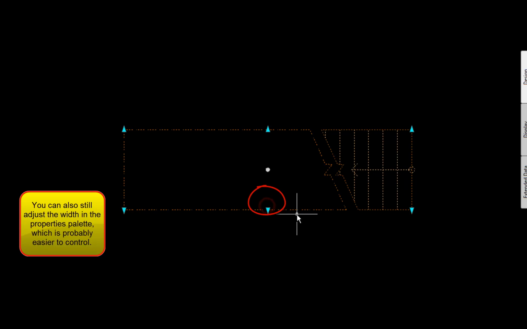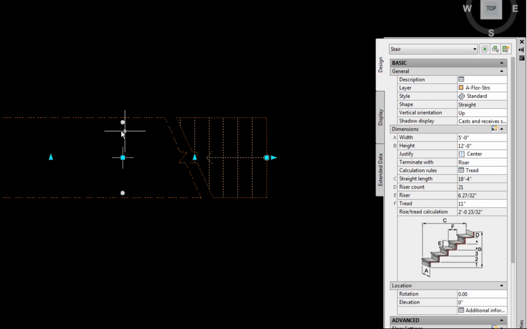When you select that, it changes the mode to where I can now pull the edges out to make the stair wider if I want. Or I can also grab a corner and actually taper the stair. So it gives you a good bit of flexibility in what you do with the shape.